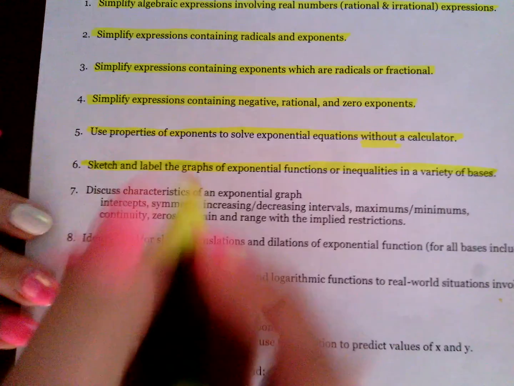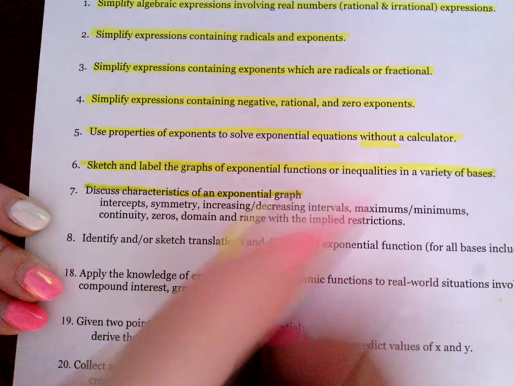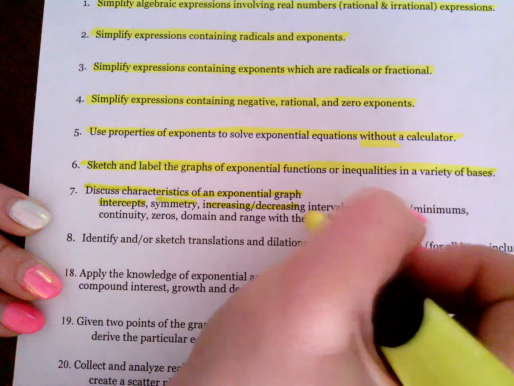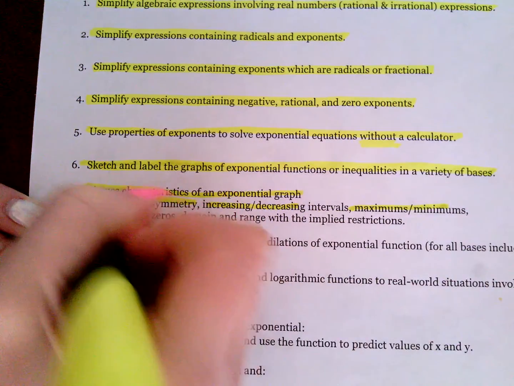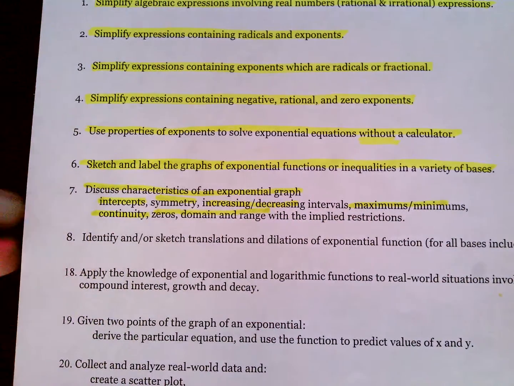And then also beginning to look at this number 7. This will come up more later as well, but looking at the characteristics, so like intercepts, symmetry, increasing and decreasing, maximums and minimums, continuity, zeros, domain and range, and any possible restrictions that it may have. So we're going to kind of link it with other graphs that we've talked about. You may be familiar with graphing these. There will be a lot of connections with what we've already done with rational functions.